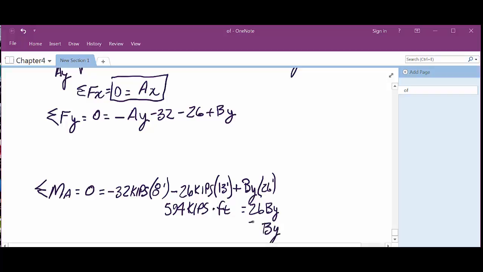So for BY, we take all of this and divide it by 26, right? Because the 26 was multiplied to the BY, so if you move it to the other side of the equation, you have to divide. How about 22.8? Or they might have said 9 in the book. Kips. We said it was going up. It came out a positive value, so it is going up.